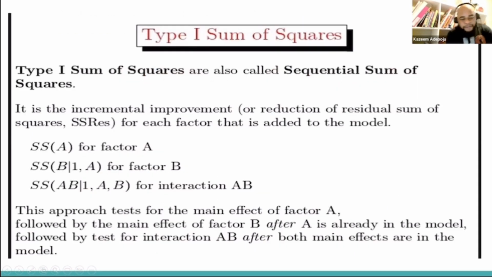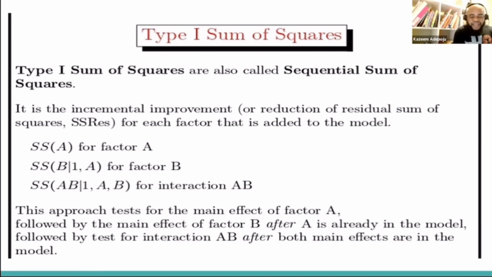Now I want to focus on the difference between the type 1 sum of squares, type 2 sum of squares, and type 3 sum of squares. I'm basically going to explain it so that you know the difference between the three.